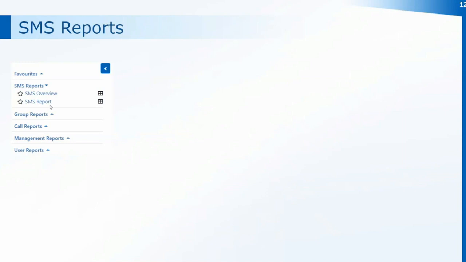So there are two reports for SMSs on Surgery Connect. We either have an SMS overview, and that will give you a summary of the texts that have been sent out, or the SMS report, which will show the individual texts, so you can actually see the content of that text, and it will also show you whether it was delivered at the point that it was sent out there.